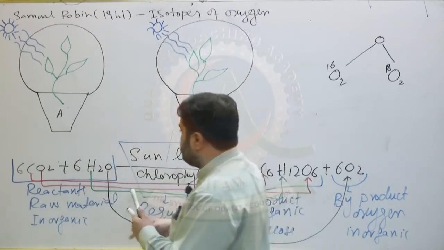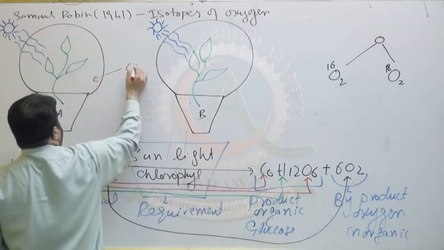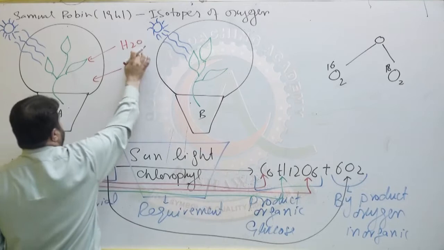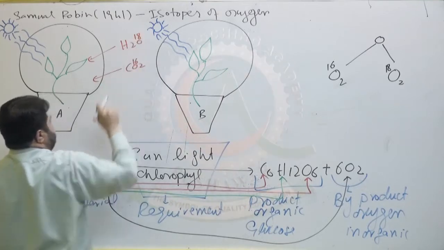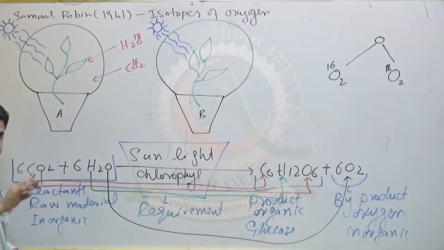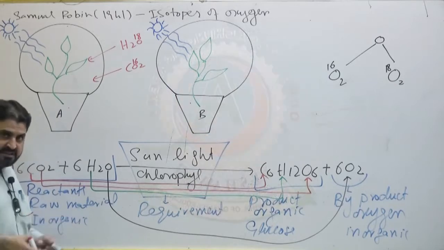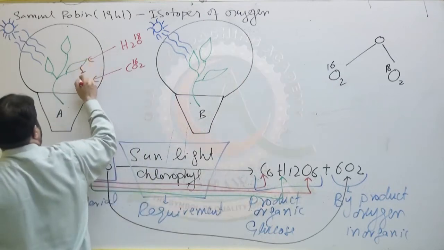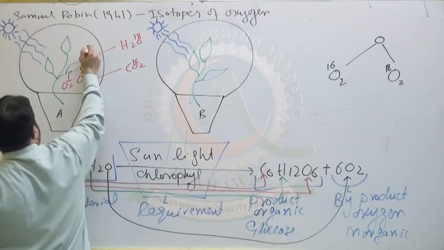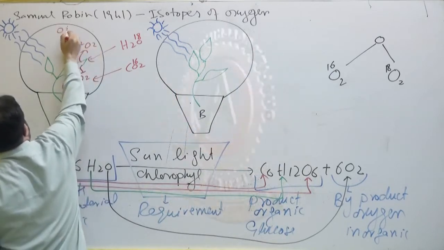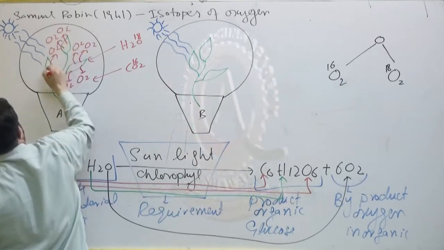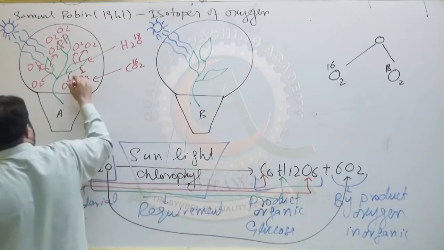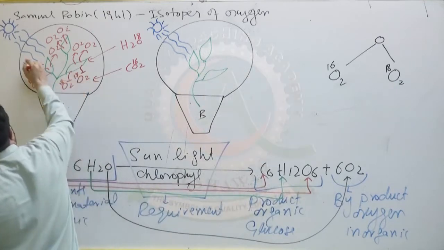Now what did he do? He provided carbon dioxide and water molecules in a controlled way, and he used the isotope O18 in water and O16 in carbon dioxide. Now the process of photosynthesis started because sunlight, carbon dioxide and water are all present. During photosynthesis, the plant releases oxygen, and this oxygen was collected by the scientist. He observed that the oxygen released during this process was all O18.